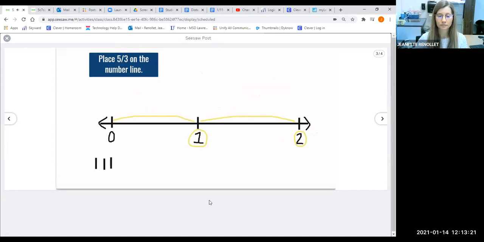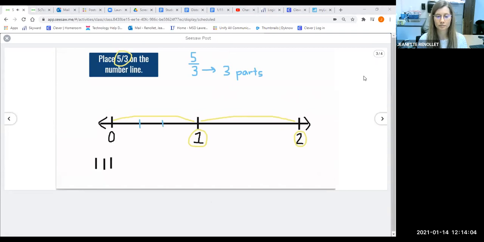Our job is to place 5/3 on the number line. So I'm going to focus on the fraction I'm given, and I'm going to start with the denominator. My fraction is 5/3. I know the denominator tells me how many equal parts are in the whole. So when I look at my first 1 whole, I can imagine that there are 3 equal parts.